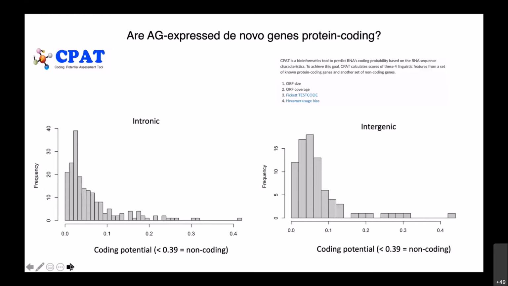On the x-axis of these two figures, you see the coding potential score that CPAT returns. And if it's less than 0.39, it means that it's very likely to be a non-coding gene that's producing this transcript. So you can see the distributions of the scores for the intronic and intergenic sequences are similar, but more importantly, almost none of them are predicted to be coding. So at least according to this tool, relatively few or almost none of these actually are protein coding genes.